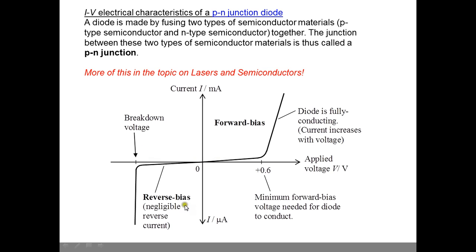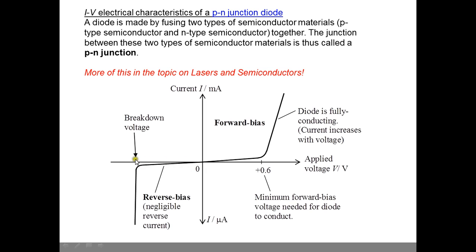In the reverse bias, please note that the axes are slightly different. In the forward bias, the axis is in milliamperes. In the reverse bias, the axis is in microamperes, which means that this line, although it is slightly not completely horizontal, is actually very, very close to being horizontal, because microamperes is a very, very small amount of current. So in the reverse bias, almost no current goes through. It should be almost a straight line.